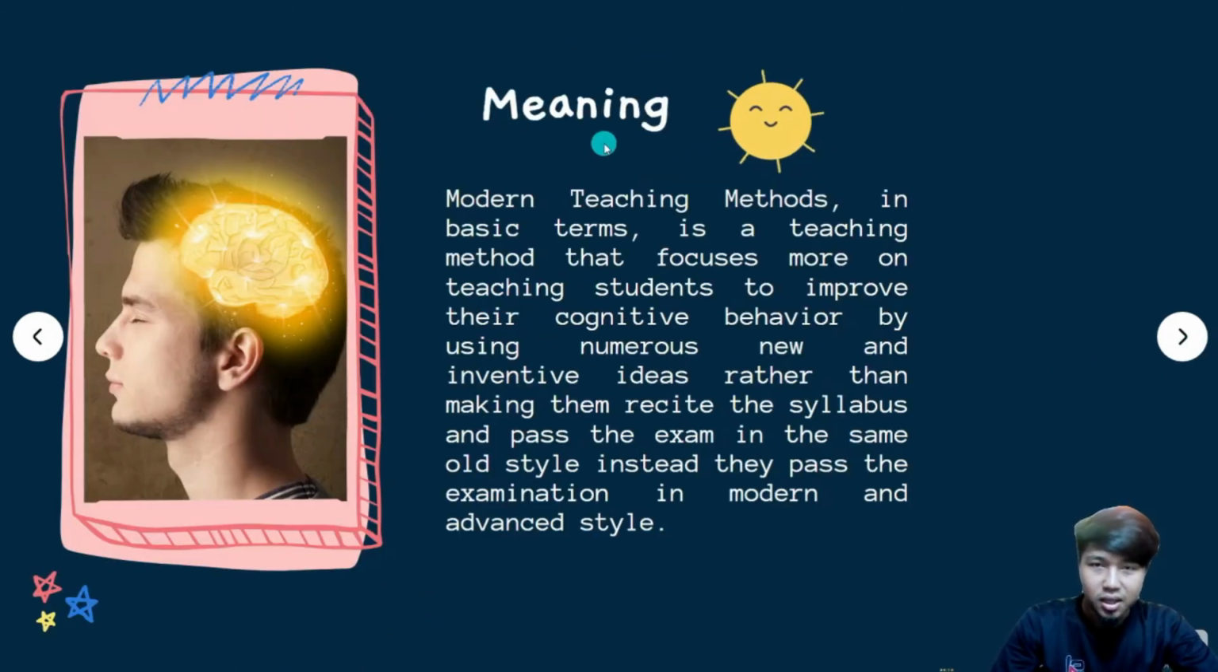In the meaning of the modern teaching method, in basic terms, it is a teaching method that focuses more on teaching students to improve their cognitive behavior by using numerous new and inventive ideas rather than making them recite the syllabus and pass the exam in the same old style. Instead, they pass the examination in a modern and advanced style.